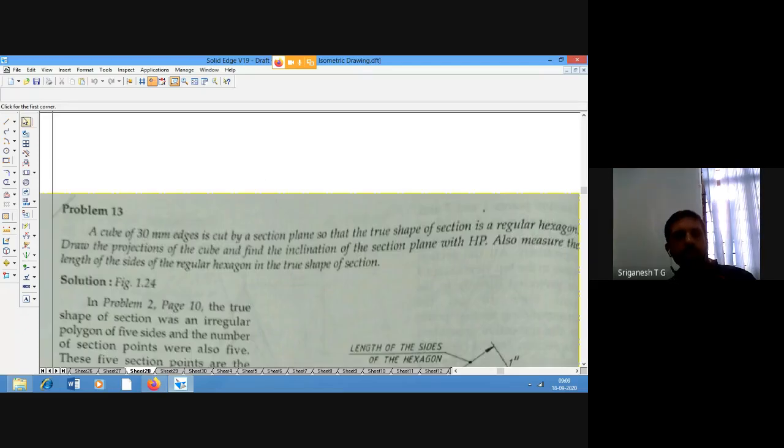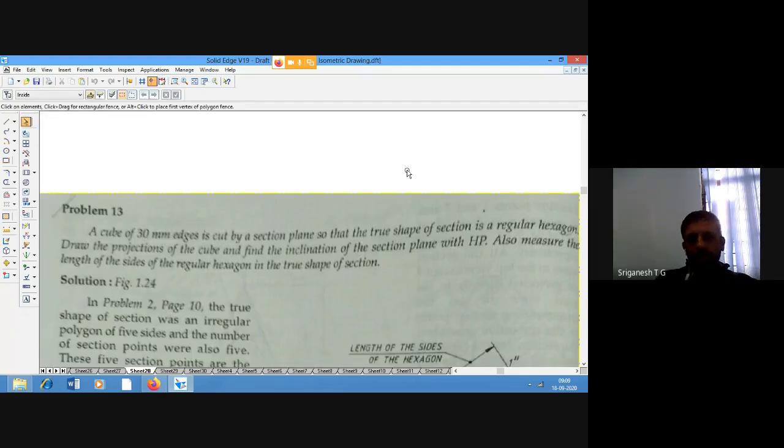Now what is there in this particular problem? A cube of 30 mm edges is cut by a section plane so that... now we have a cube of 30 mm edges. It is cut by a section plane. That cube is going to be cut, so that is what they have given. Now, what is the next portion? Now we should see how the cube should be placed. Till now we have not got it. In which way the cutting plane is passing, at any angle to HP, or is it perpendicular to VP? They have not given.